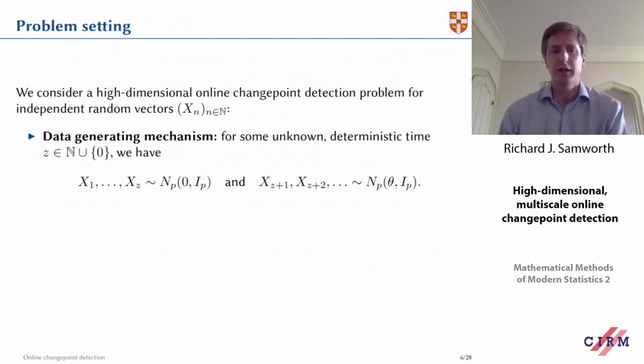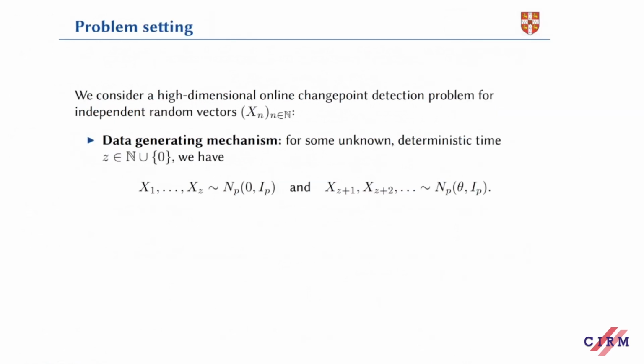Okay, so here's the problem setting that we're going to be considering. It's quite a simple data generating mechanism, but it'll provide a basis for theoretical study that I think is quite useful. So we're going to be considering online change point detection for high-dimensional independent random vectors. So there's going to be no time dependence between the observations in this talk.